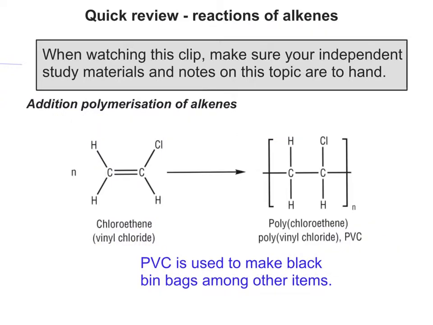A specific example of an addition polymer might be polychloroethene, commonly called polyvinyl chloride or PVC. You'll have come across it in the black bin liners and black bin bags that you can buy in the shop. So it's a kind of stretchy, fairly low grade kind of plastic. We'll come back to PVC a little bit later because there's something else we need to cover to do with this particular polymer.